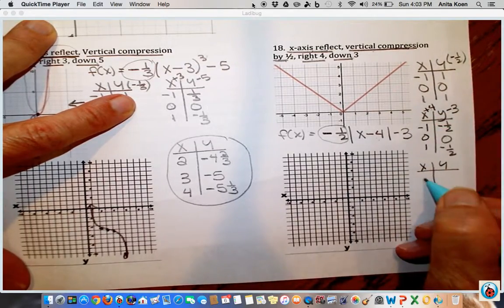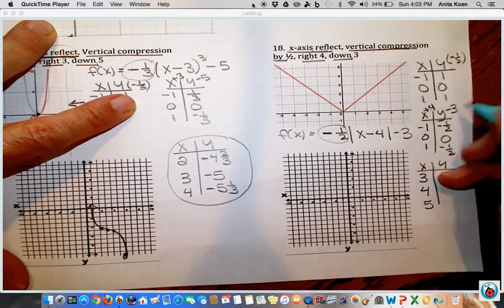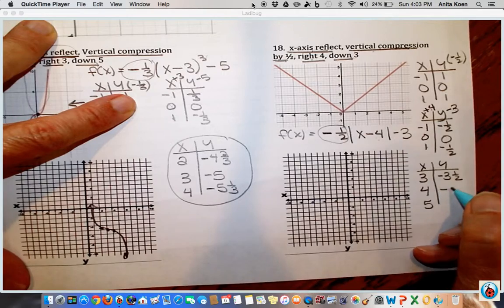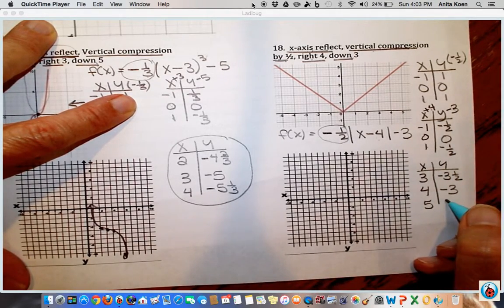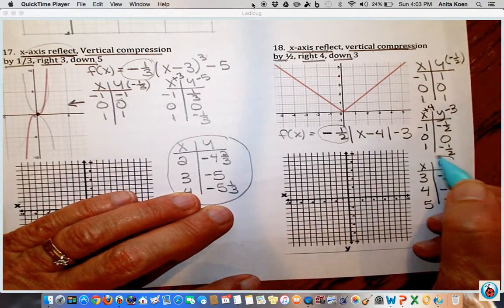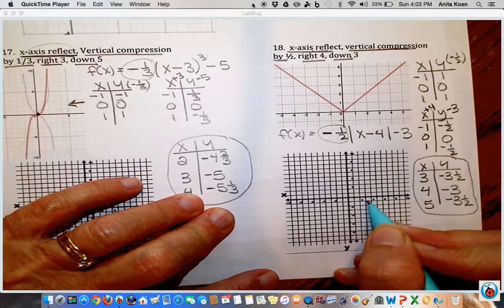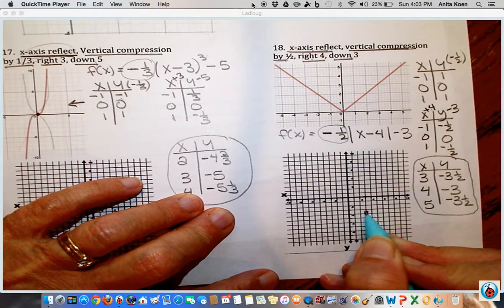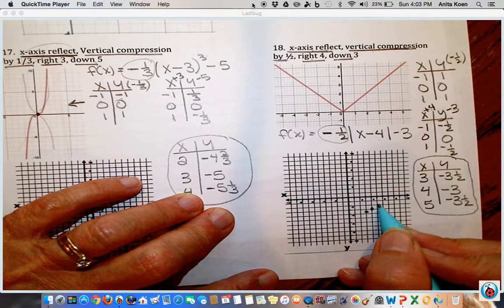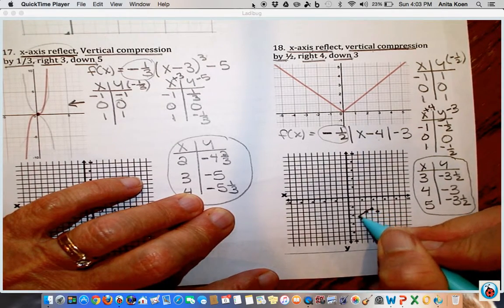So 4 plus -1 is 3. 4 plus 0 is 4. 4 plus 1 is 5. Negative 3 plus negative 1/2 is negative 3 and 1/2. Negative 3 and 0 is negative 3. Negative 3 and negative 1/2 is negative 3 and 1/2. Now I'm going to graph this table right here. So this is going to be 3, negative 3 and 1/2, about right there. 4, negative 3. 5, negative 3 and 1/2. That's the absolute value function, so it goes just like this.